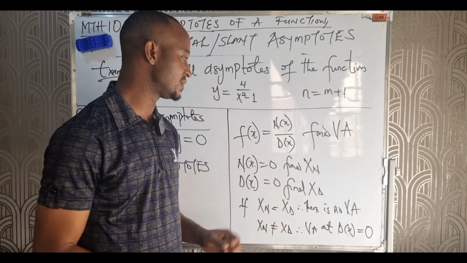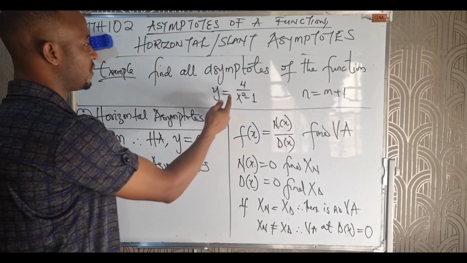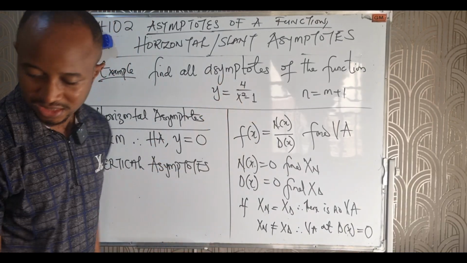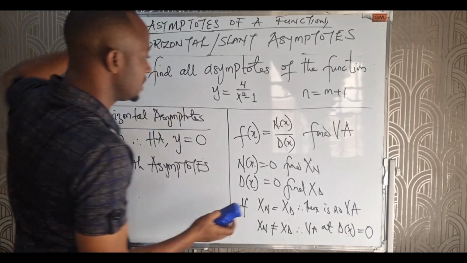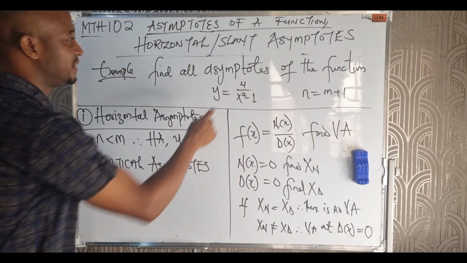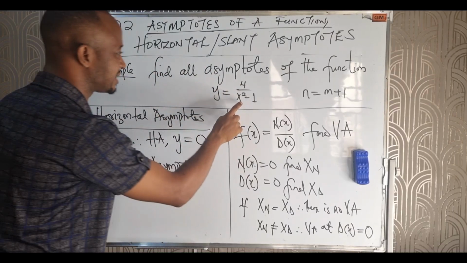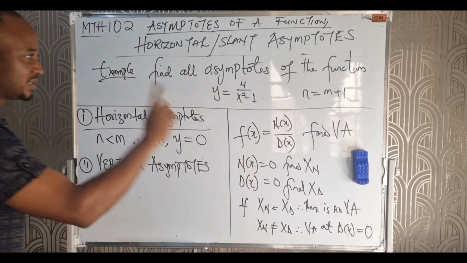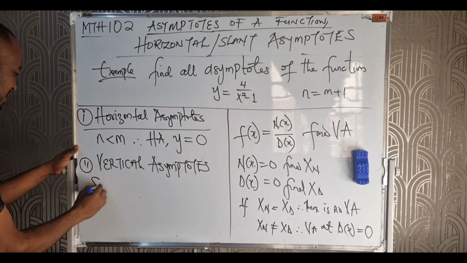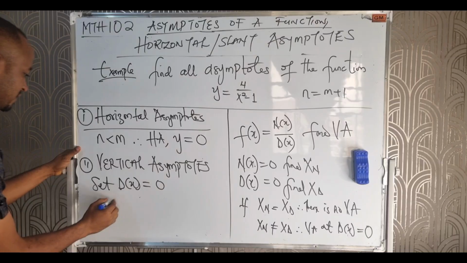All right, now let's go. I will give more examples. Just follow up this class. Since we are given that y equals 4 over s squared minus 1, and we want to find the vertical asymptotes, we have seen that the numerator is not a function, it's just a constant. So it simply means I will set only my denominator equal to 0.